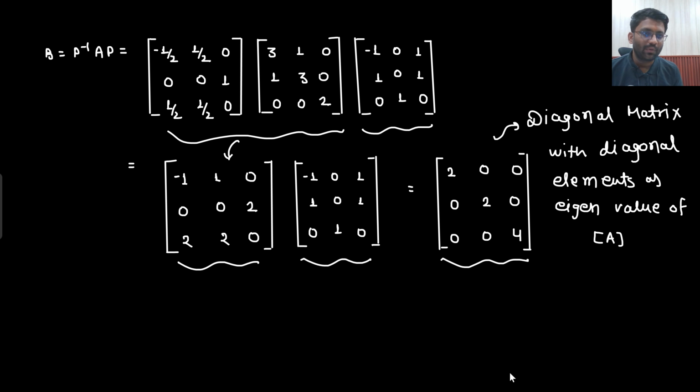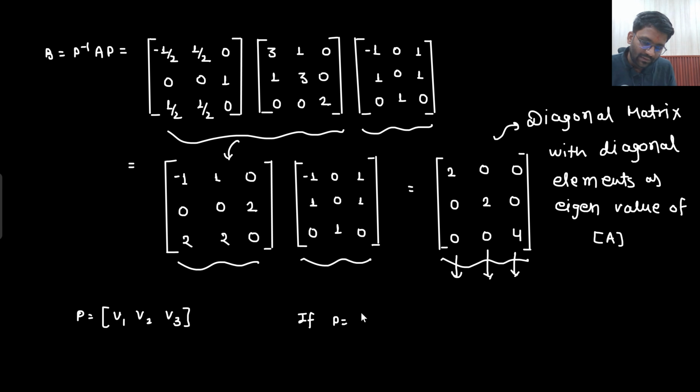How would you get to know? Based on your matrix P. What was your matrix P? Matrix P was V1, V2, V3. So if it was V1, V2, V3, then you would know that first here lambda equals 2 would come, here also lambda equals 2 would come, and here lambda equals 4 would come. Now if P was V2, V3, V1, can you let me know what will be your diagonal matrix B?